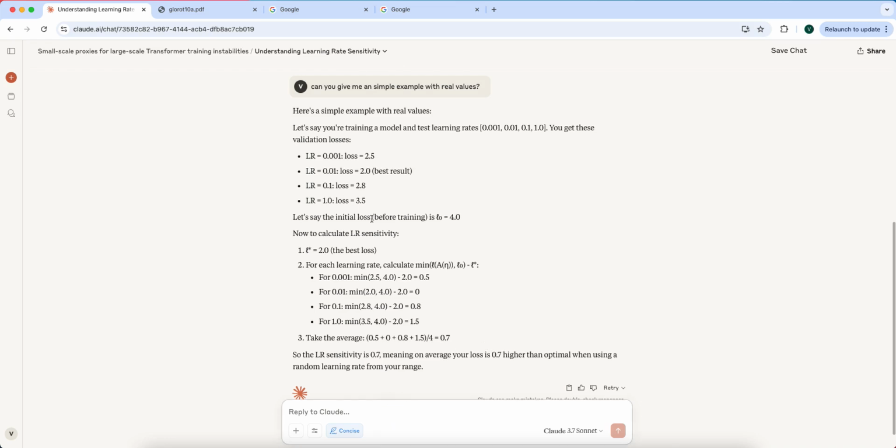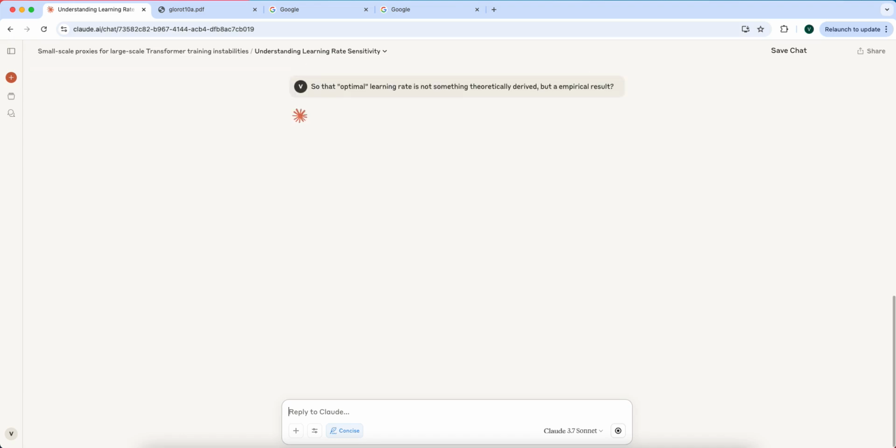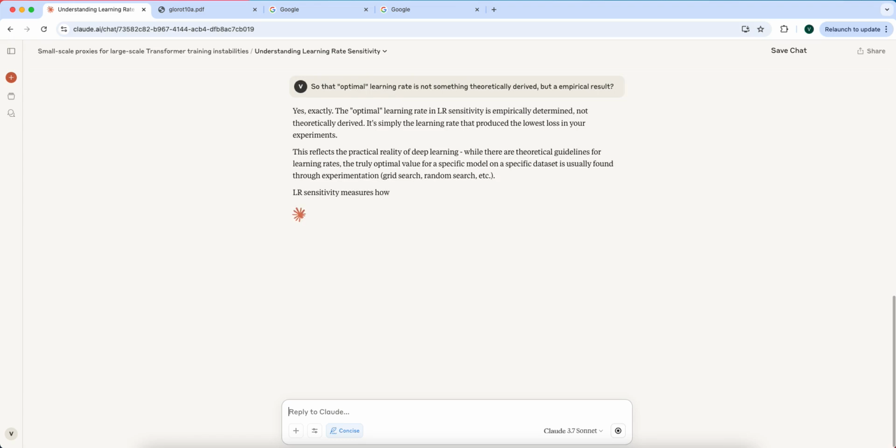All right, I think that makes sense. So the optimal learning rate is not something theoretically derived, but an empirical result? Yes, it's empirically determined, not theoretically derived. It's simply the learning rate that produces the lowest loss.